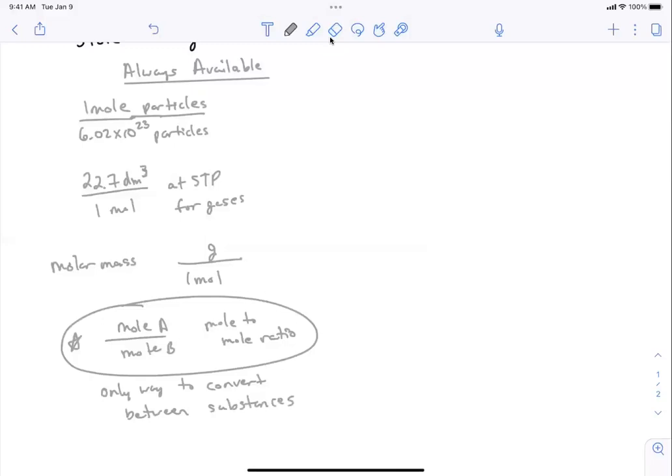So whatever you start with, your goal should always be, I need to find a way to get to moles. Because once I get to moles, I can convert it to my other substance and then go from that. So that's really important if you're calculating the ratios of substances in your reaction. It should always be toward moles.